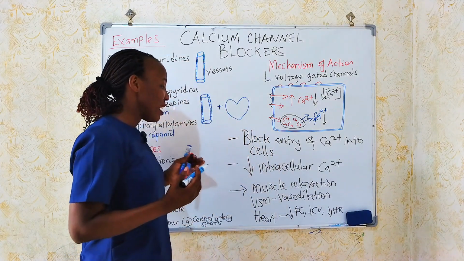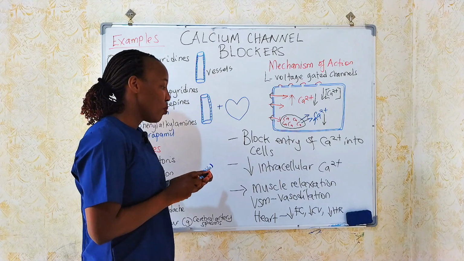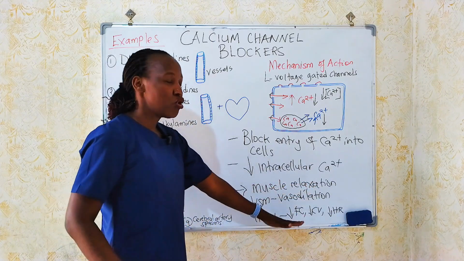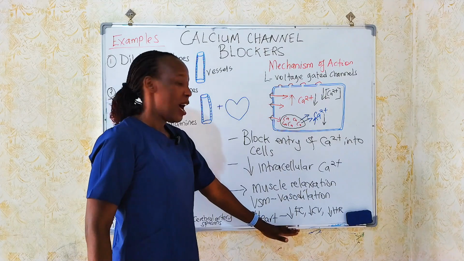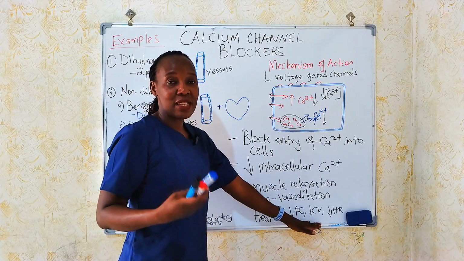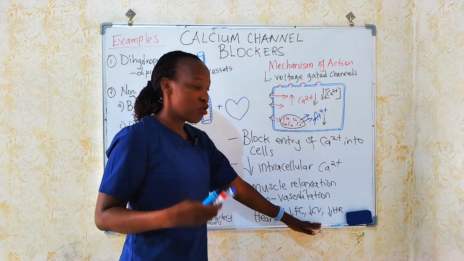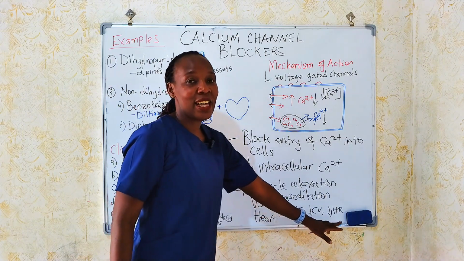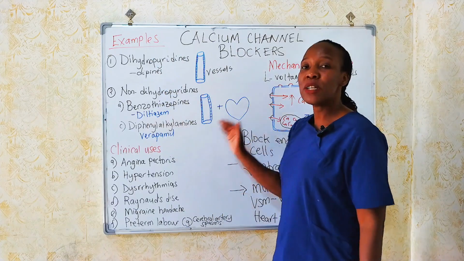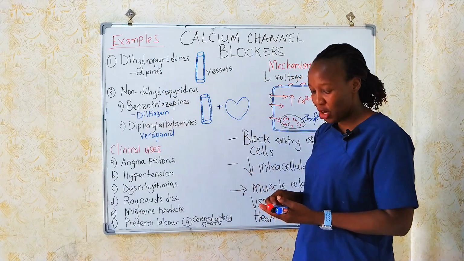So we can then say calcium channel blockers dilate vascular smooth muscles, reduce the force of contraction, and then also reduce the conduction velocity by blocking the sinoatrial node and the atrioventricular node, and then ultimately reducing the heart rate. So what are the examples of these calcium channel blockers?